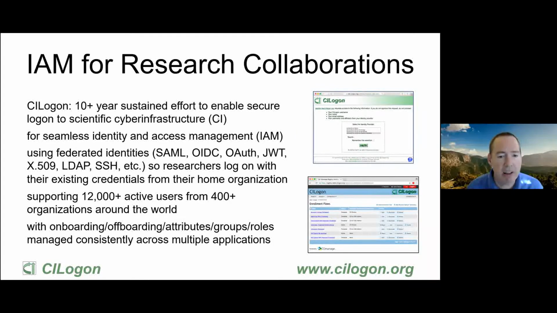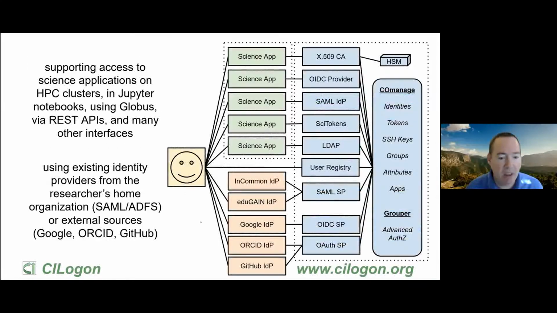And so in this time, we've built up a service that is now supporting over 12,000 active users each month from over 400 organizations around the world, including in Australia. And so the platform is built to support the interfaces the different scientific applications or humanities applications or research applications need to do the identity and access management.